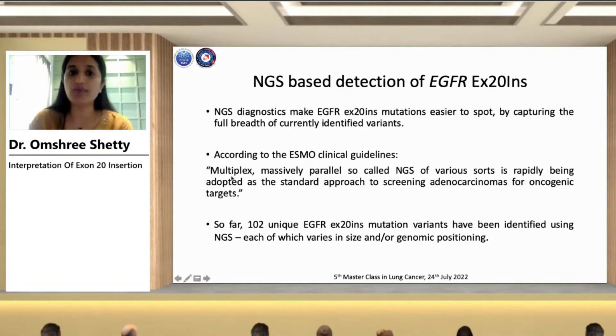According to ESMO guidelines, it's also said that multiplex massively parallel NGS of various sorts is rapidly being adopted as a standard approach to screening adenocarcinomas for these targets. So far in literature, nearly 102 unique EGFR exon 20 insertion mutation variants have been identified, which definitely vary in size and their genomic positioning.